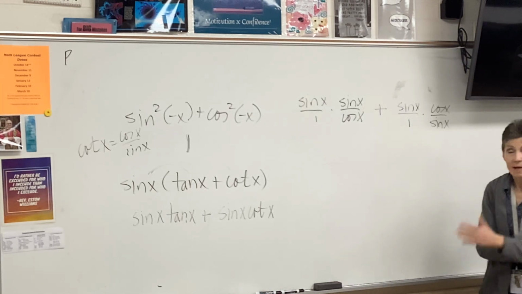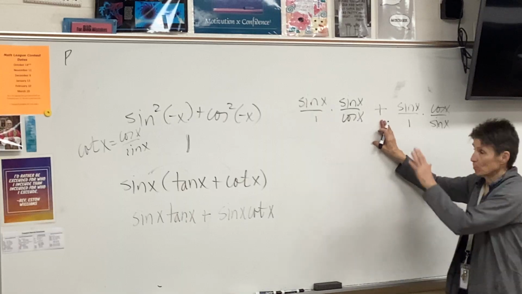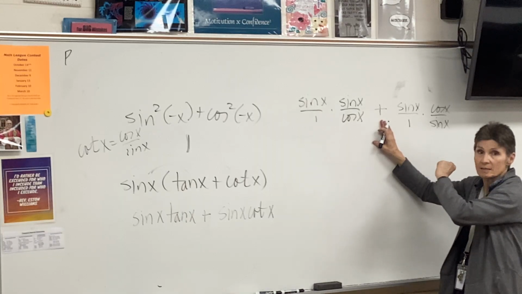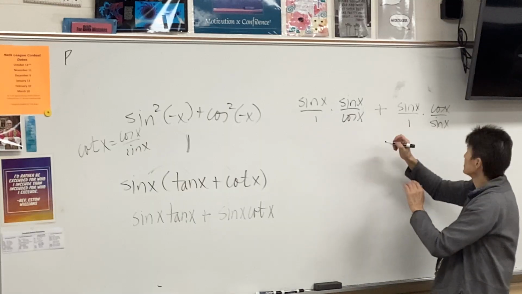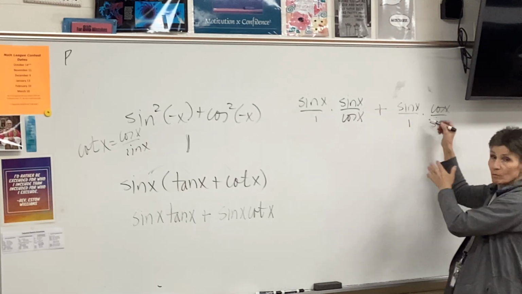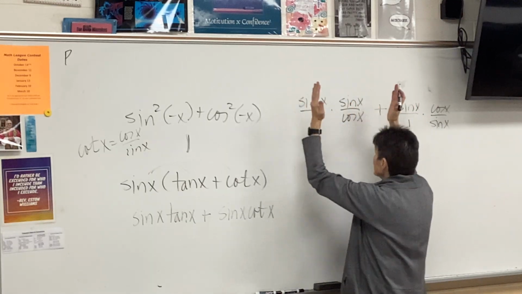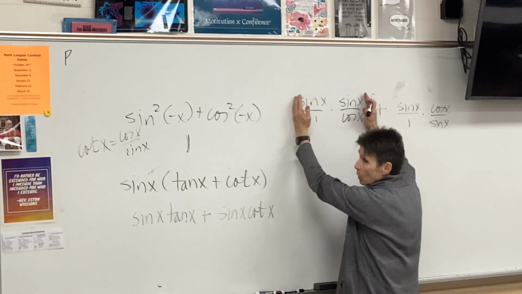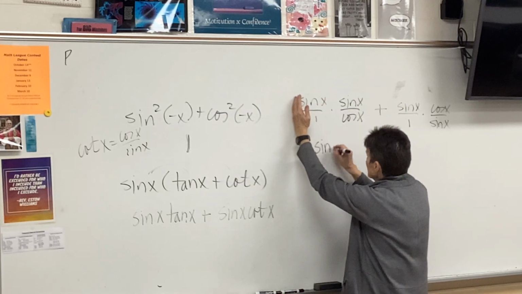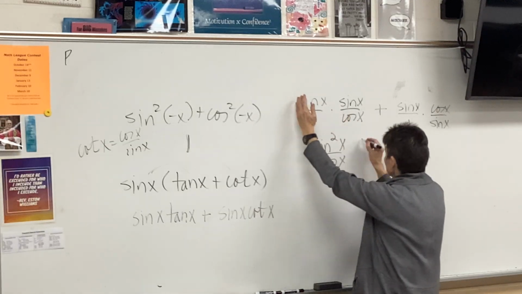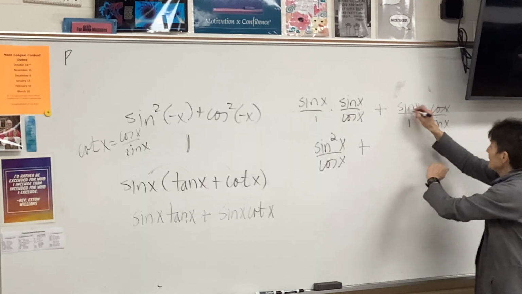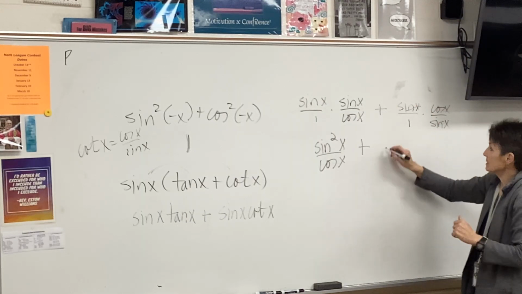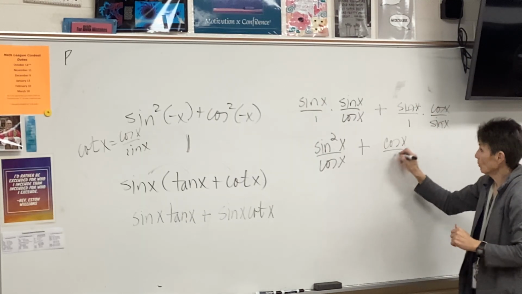All right, let's see what we got. Now, this plus sign breaks the problem into two pieces. So we're not going to cancel things over here with things over here. We can cancel anything we want here. Well, guess what? Nothing cancels. It's sine squared over cosine, multiplying. Now here, we can cancel, so we just have cosine over 1.